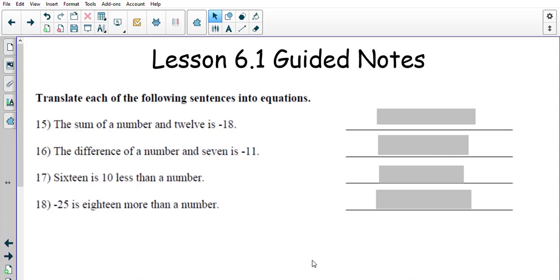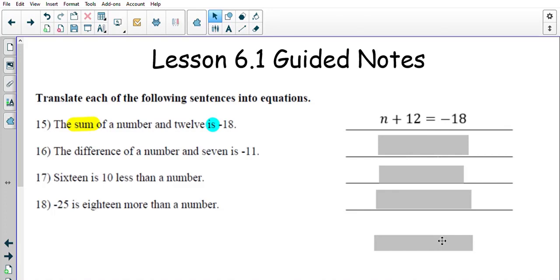So number 15 says the sum of a number and 12 is negative 18. We have to recognize that the word sum means addition. So we're taking a number or a variable n plus 12. The word is going to represent our equal sign. So we can write this as n plus 12, or any variable we choose, equals negative 18.